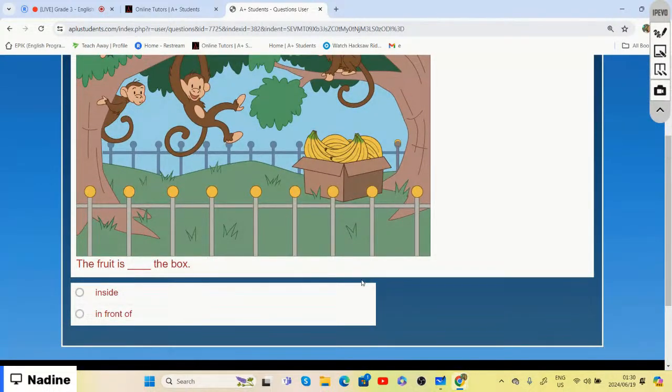The fruit, where is the fruit? The fruit is inside the basket or the fruit is in front of the basket? So the fruit, where is the fruit? Is it inside of the box or is the fruit in front of the box? Bananas.